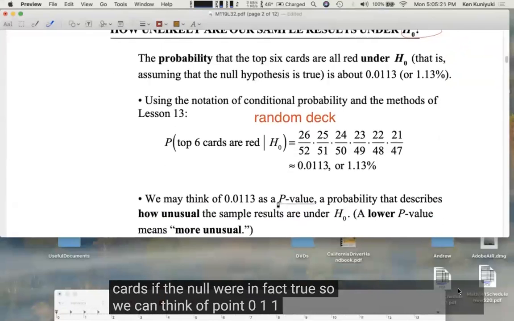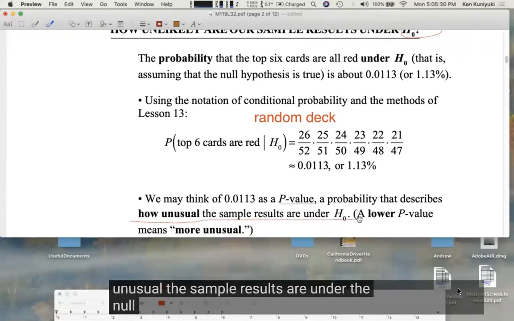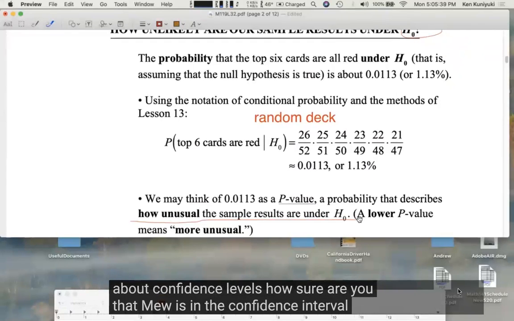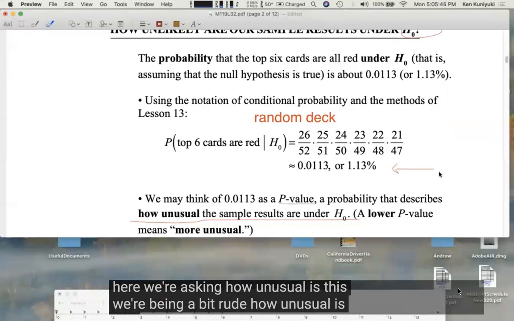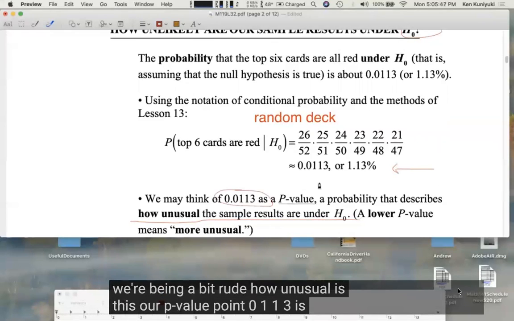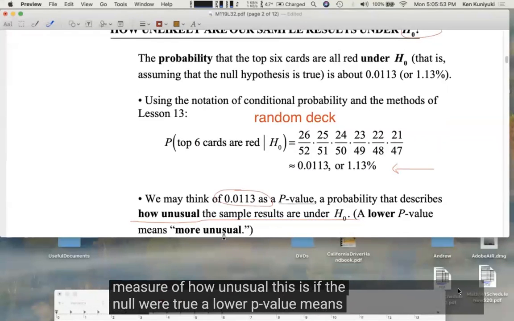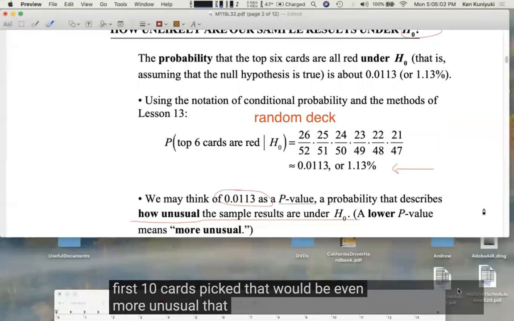So we can think of 0.0113 here as a p-value, a probability that describes how unusual the sample results are under the null. Kind of like before when we talked about confidence levels. How sure are you that mu is in the confidence interval? Here we're asking, how unusual is this? Our p-value, 0.0113, is a measure of how unusual this is if the null were true. A lower p-value means more unusual. So for example, if you had gotten 10 red cards in the first 10 cards picked, that would be even more unusual. That would have an even lower p-value.